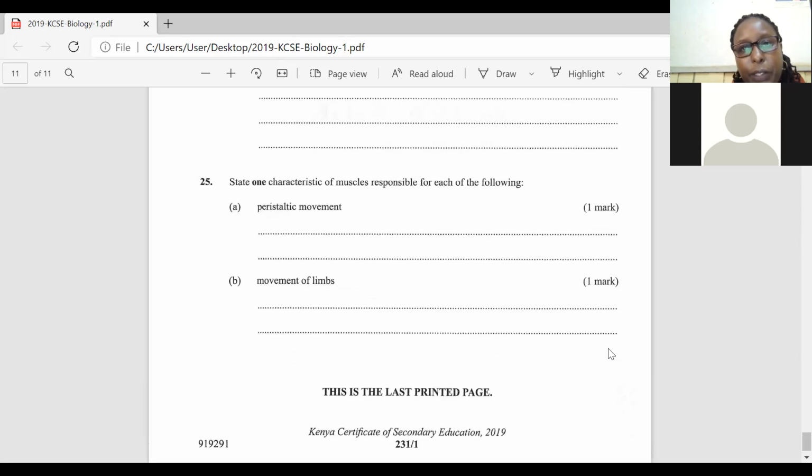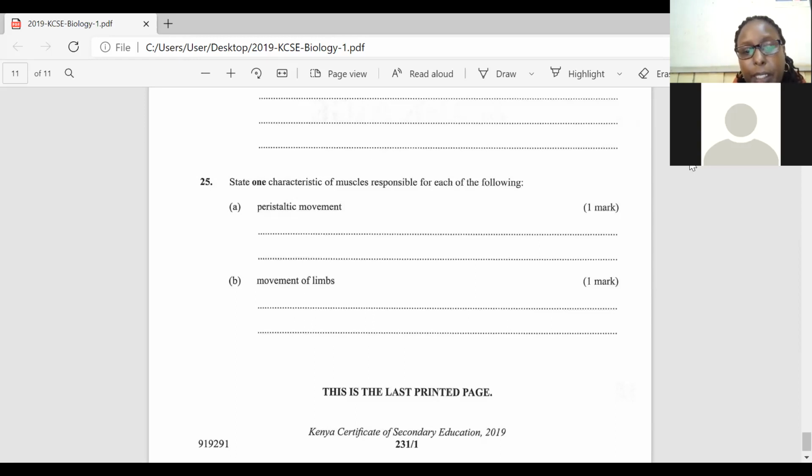Then we have question 25. State one characteristic of muscles responsible for each of the following: A, peristaltic movement, and B, movement of limbs. That is Form 4, the last chapter on support. The student was to know the different muscles that we have: the smooth, the cardiac, and the skeletal ones. To answer that, they had to know the characteristics, and where each applies for A and for B.